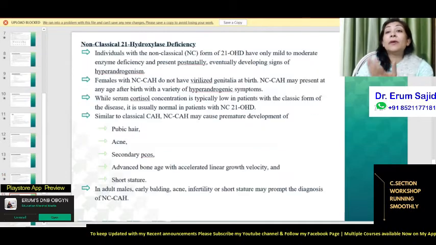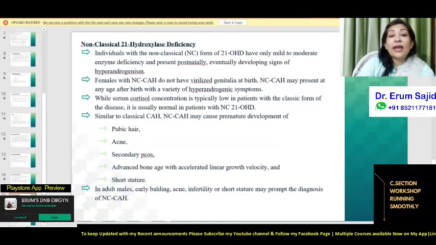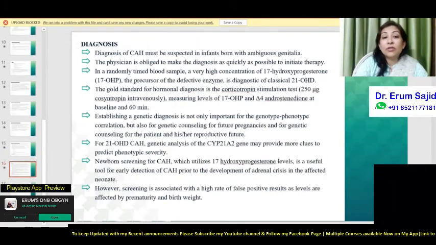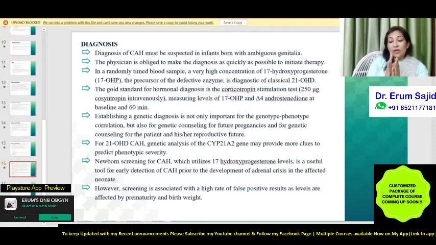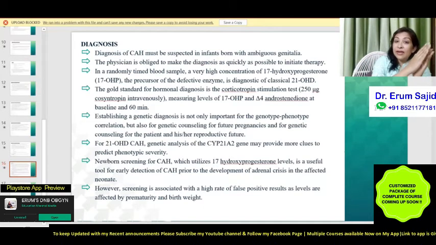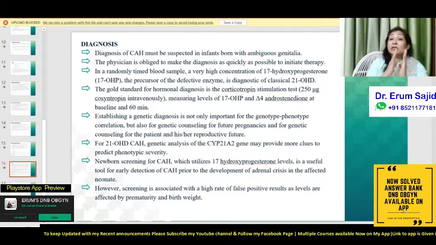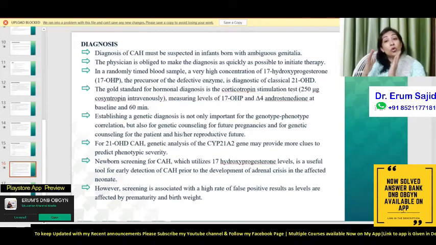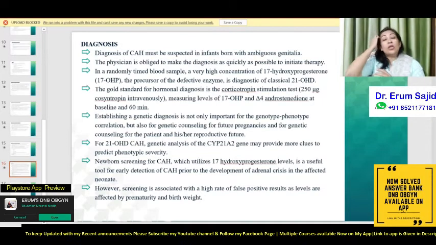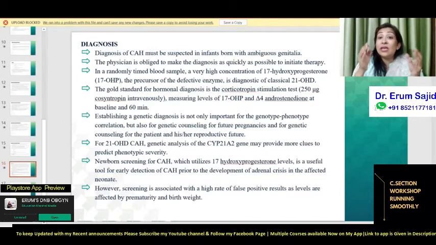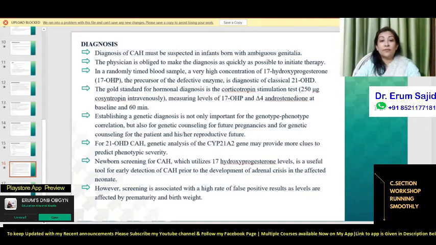So these are atypical kinds. Anyways, I'm not taking it any further because there are different kinds. There is the salt-wasting kind and there is the simple virilizing kind. They are complete congenital kinds, but there are non-classical forms as well. So there are different kinds, but the important thing here is how to diagnose.